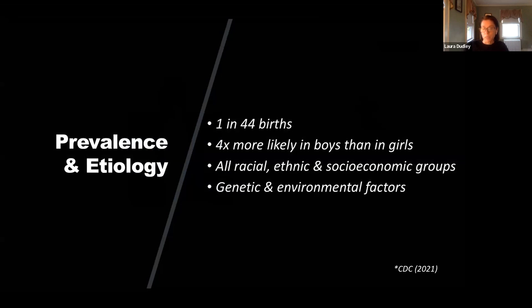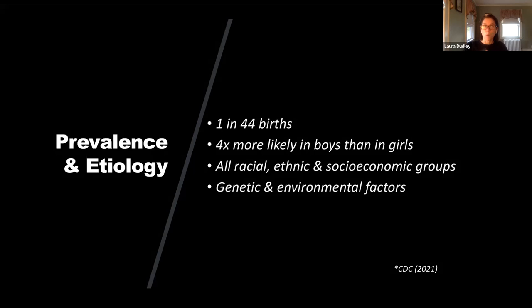Now, in terms of the prevalence of autism, most recent estimates suggest that 1 in 44 births are to a child with autism. And when I first entered the field back in the mid 90s, the prevalence was 1 in 550 births. Wow. So as you can see, there's been a real increase in the diagnosis over the last 25 years.